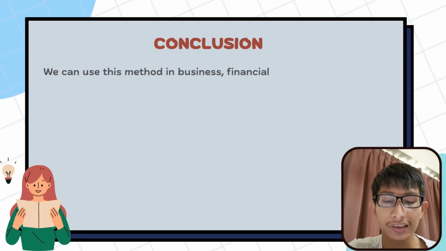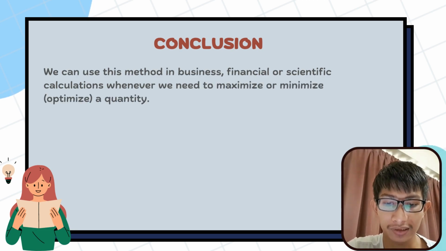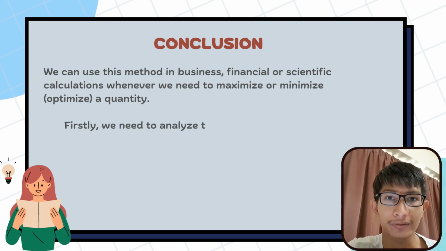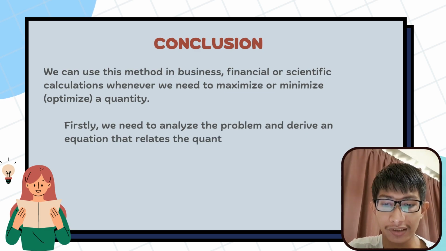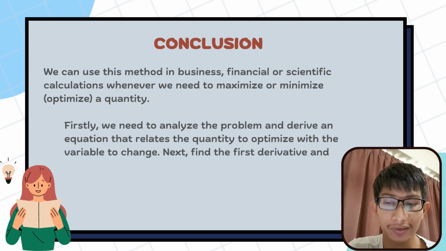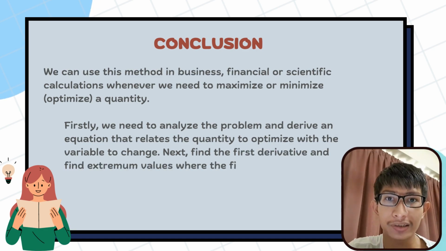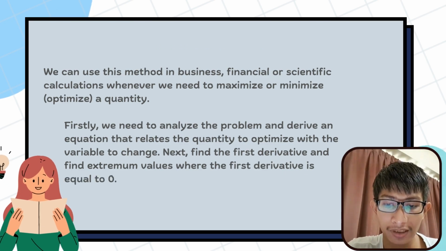So, in conclusion, we can use this applied maximum and minimum method in business, financial or scientific calculations whenever we need to optimize a quantity. Firstly, we need to analyze the problem and derive an equation that relates the quantity to optimize with the variable we want to change. Next, we need to find the first derivative of the equation and find its extremum values where the first derivative is equal to 0.